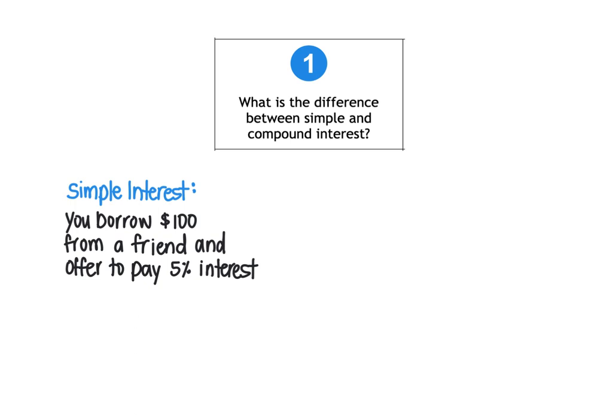An example of simple interest would be that maybe you borrow $100 from a friend and you offer to pay 5% interest. The calculation for how much you would owe your friend would be 0.05, which is 5% written as a decimal, times $100. This would give you $5. So at the end of the period that you borrowed the money from your friend, you would give them $105 in total.